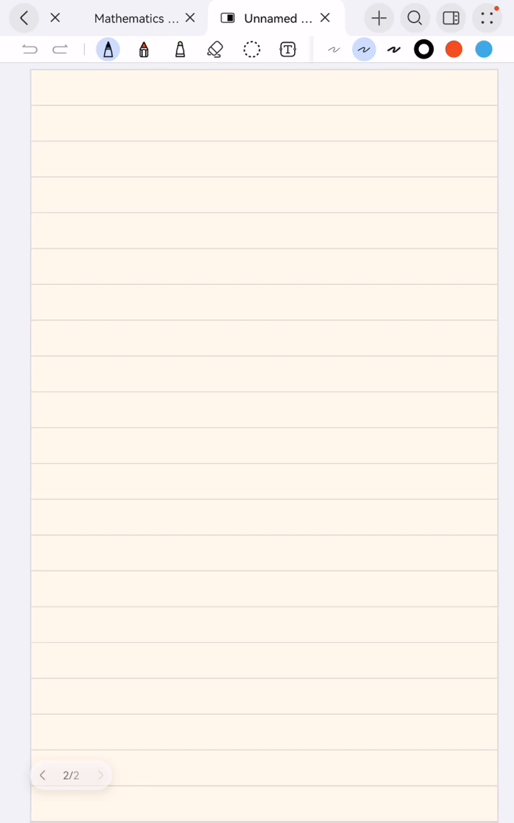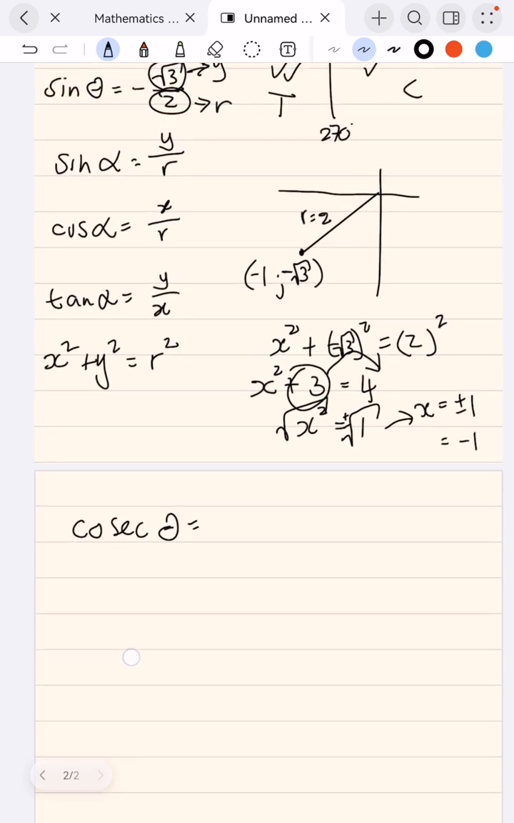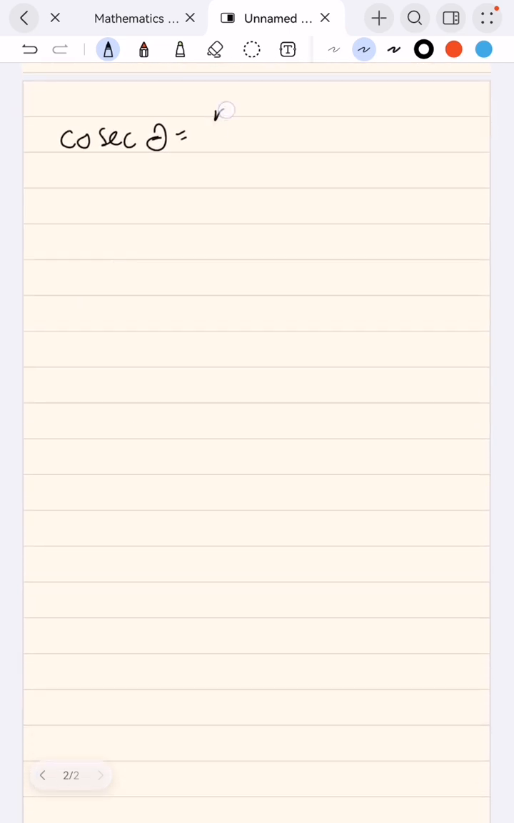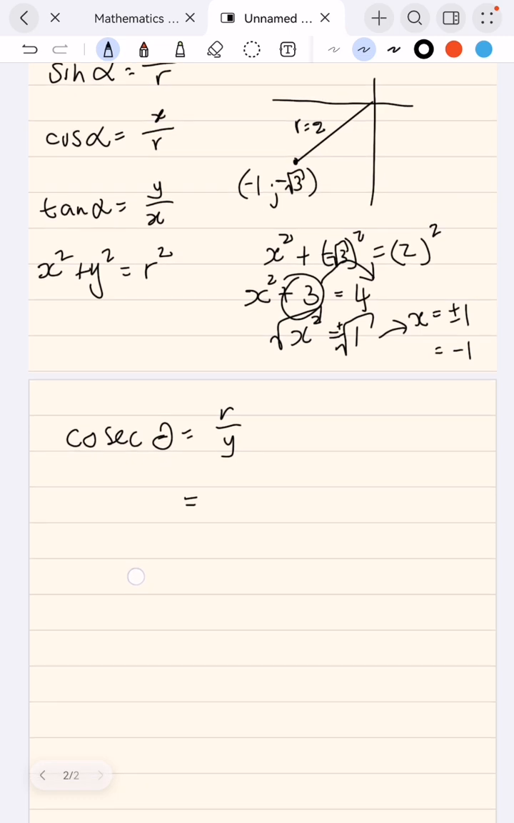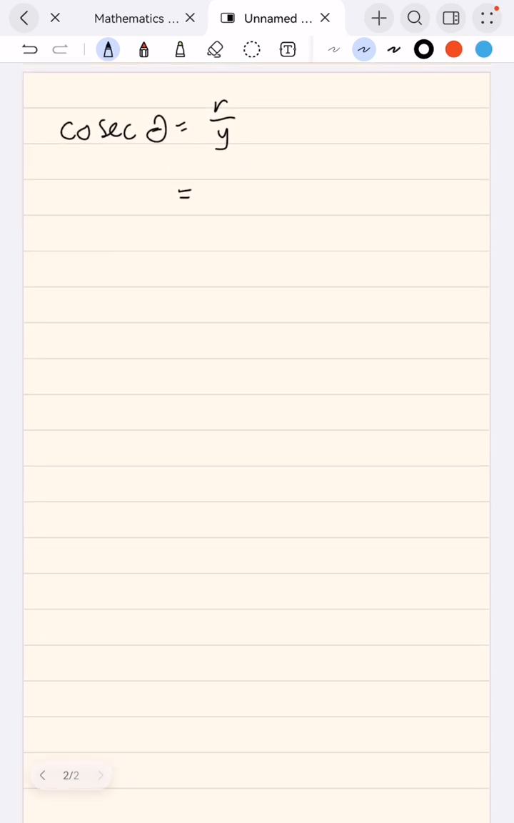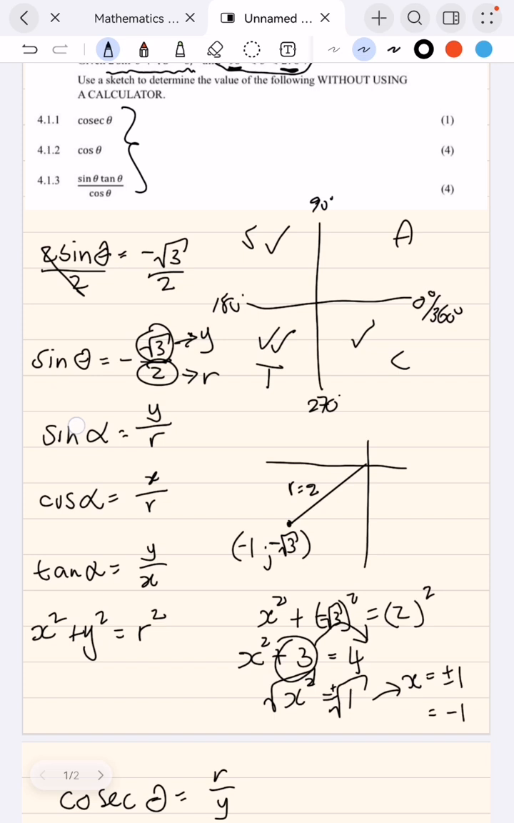Okay, so let's say cosec of theta is equal to, now we should know that cosec is the reciprocal function of sine. So if sine, earlier we said sine was y over r, cosec would be r over y. Okay, let's check again. What was our r value? Our r value was 2. Our y value is negative square root of 3. So it's 2 over negative square root 3. That's the first part.